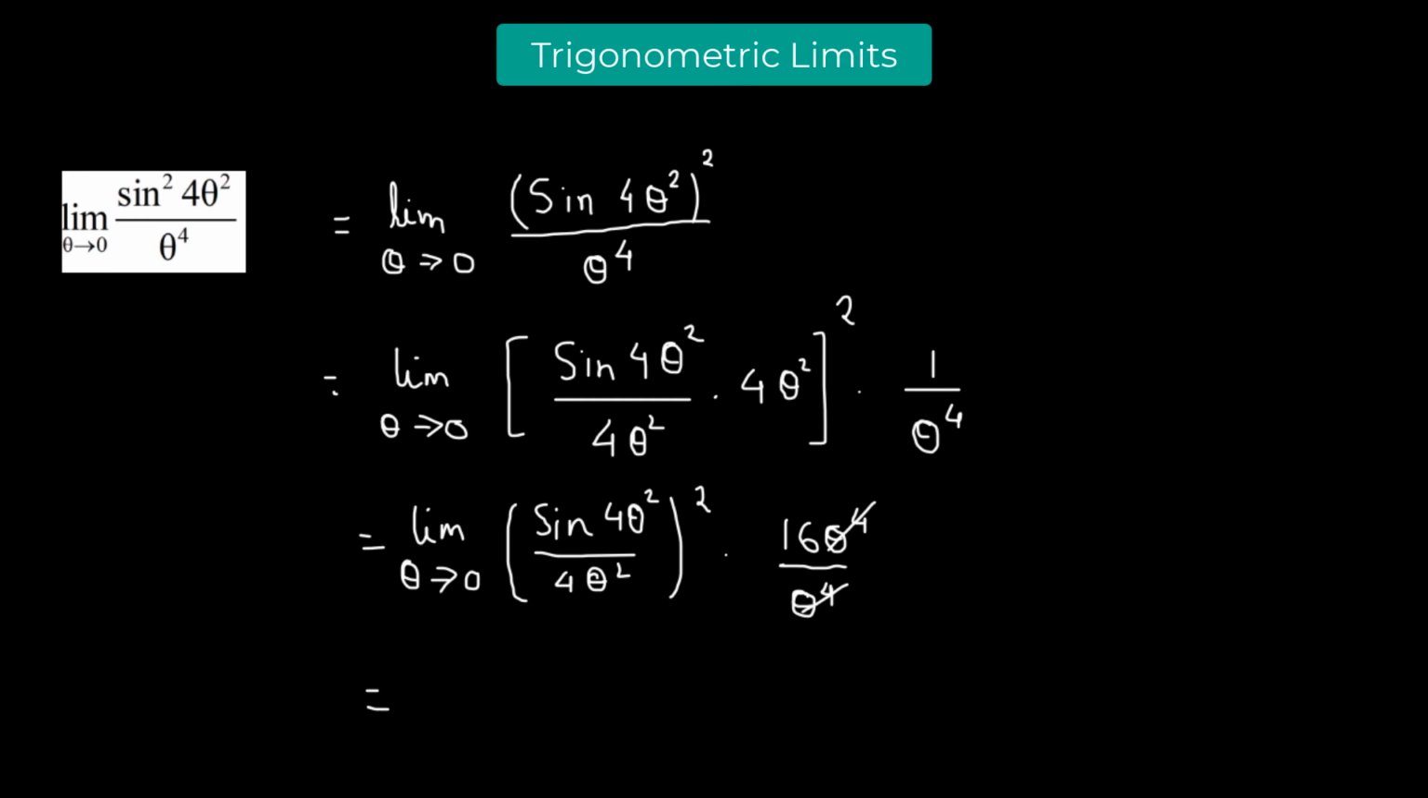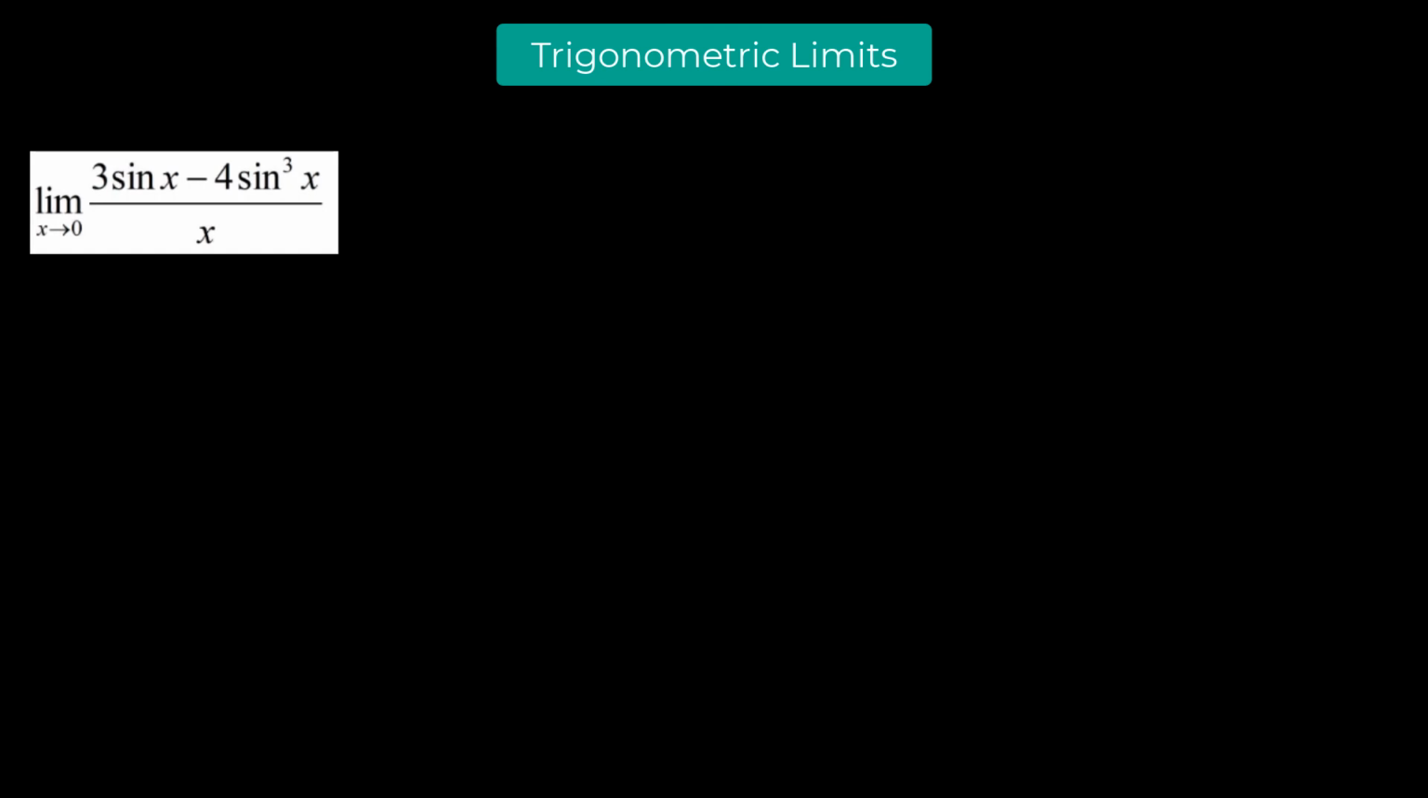And the limiting value of this particular function, sine 4 theta squared over 4 theta squared whole squared, is going to be 1. So the limiting value of the given function when theta tends to 0 is going to be equal to 16. So here we have a function given by 3 sine x minus 4 sine cube x over x. So we have to find its limiting value when x tends to 0.